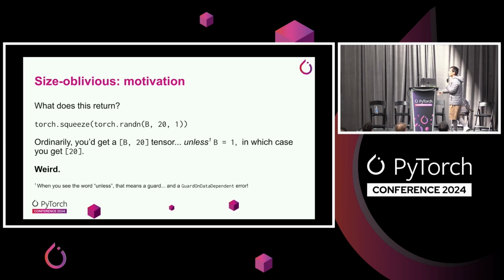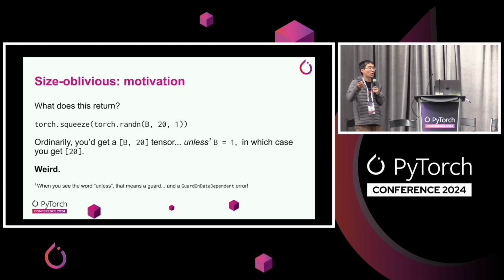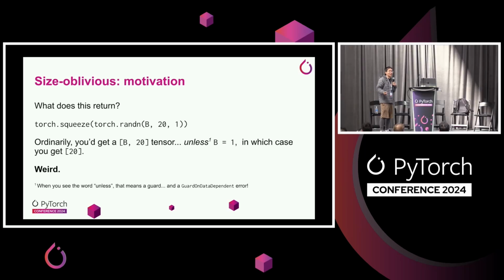So the question here is, what size tensor do I get in this case? The obvious answer is, well, you should get a b by 20 tensor, a 2D tensor, because I'm just going to chop off the last one dimension. But there's a caveat, and the caveat is when your batch size is 1, actually you end up with a 1D tensor with only size 20. And the claim I'm making here is that this is actually kind of strange.